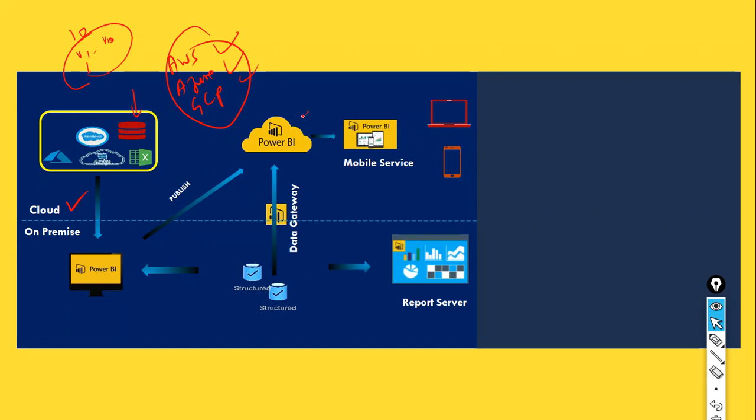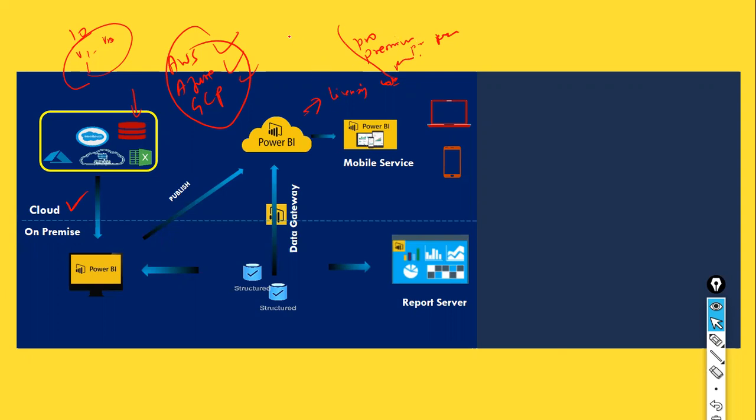But this involves some kind of licensing cost. Different types of license are there. One is the pro license, the other one is premium per user, okay, per user, and premium license. Different types of license options are available.